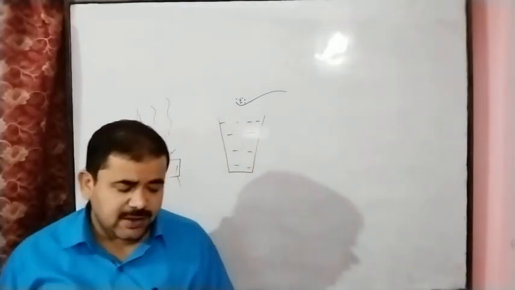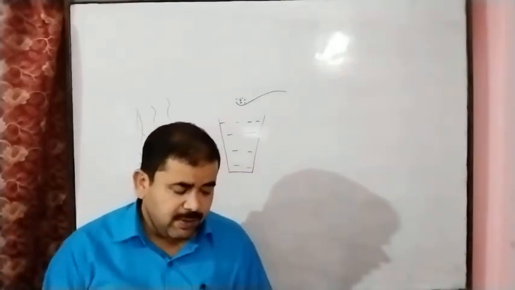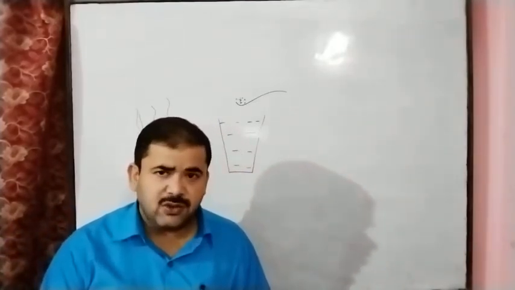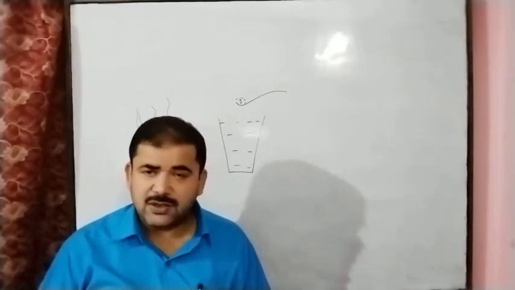And after this, the states of the constituents of a mixture are given. Here are the different types of mixture: solid-solid mixture, solid-liquid mixture, liquid-liquid mixture, liquid-gas, gas-gas, solid-gas.